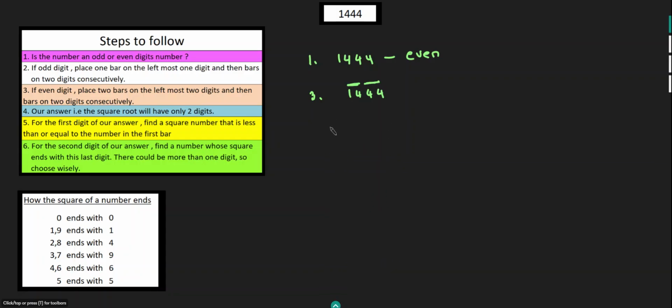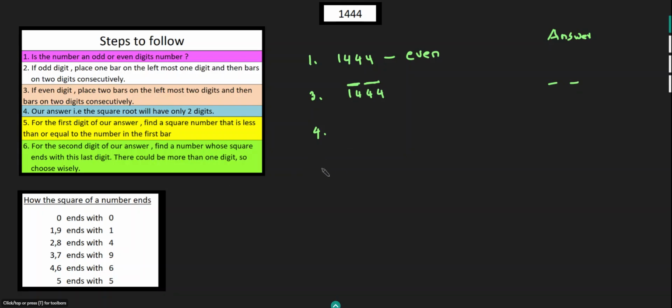Now let's do step 4. In step 4, we know that our answer is going to be two digits because we are dealing with numbers which are less than 10,000. So we can write our answer as having only two digits.